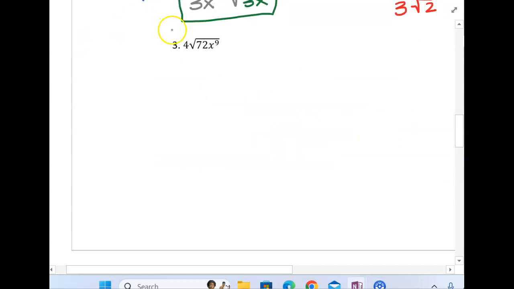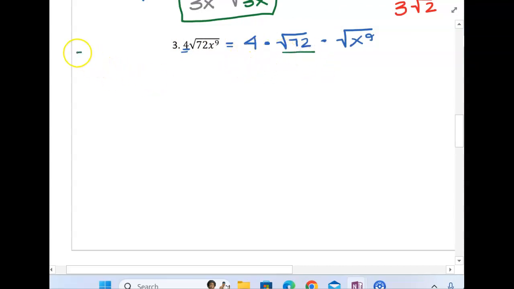All right, let's look at number 4 here. The only thing different about this number 4 is it has this 4 in front, which hopefully you remember from yesterday. That simply means we have 4 times square root of 72x to the 9th. So I'm going to write this as 4 times square root of 72 times square root of x to the 9th. Once again, if we break it apart, it's a little less intimidating. I don't have to do anything with this 4 for now.